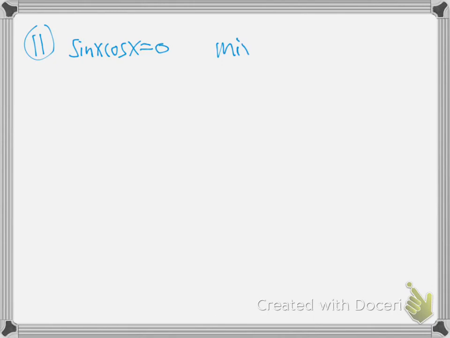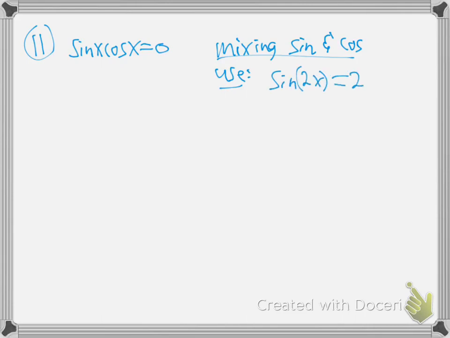Because they're mixing sine and cosine, I'm going to use the double angle I gave you a minute ago. Sine 2x is 2 sine x cosine x. Do you see that? I'm going to use that one because I want to get it to just sine. I don't want a mix of sine and cosine. Is that making sense?